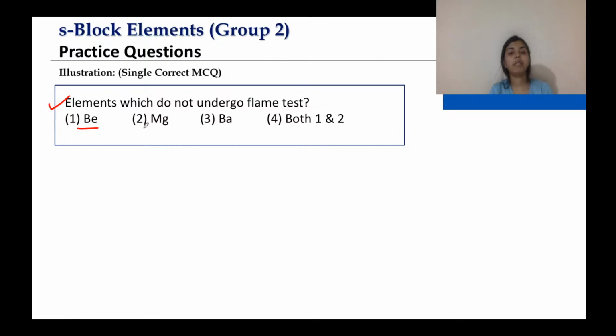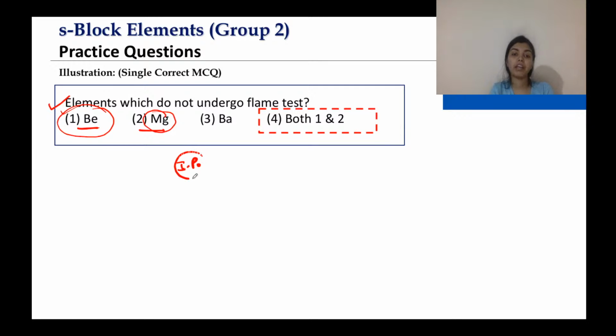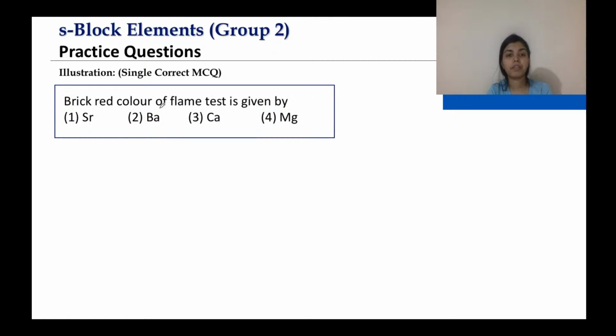So A and B both. A and B both do not undergo flame test. Beryllium and magnesium do not give any characteristic color to the flame test. Why? Because their ionization potential is very much high. Okay, so beryllium and magnesium do not give colors to the flame test.